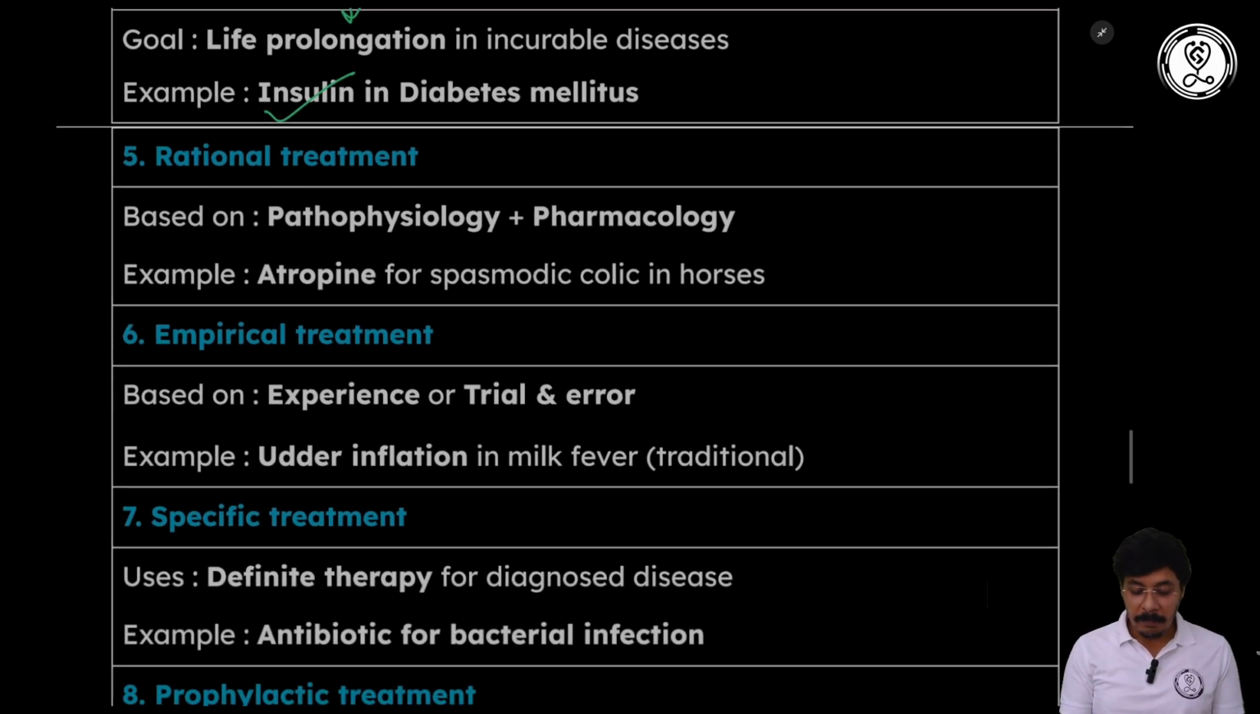Rational therapy means it is based on what? Pathophysiology of the animal and pharmacology involved, like use of atropine in the case of spasmodic colic in the horse. So basically, it is a rational therapy where the pharmacology of the drug and pathophysiology of the animal both are studied, and then the treatment is prescribed.